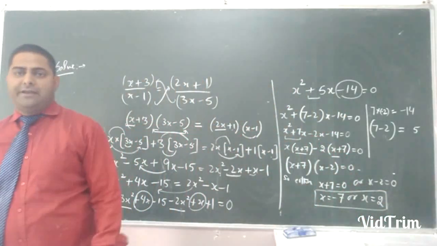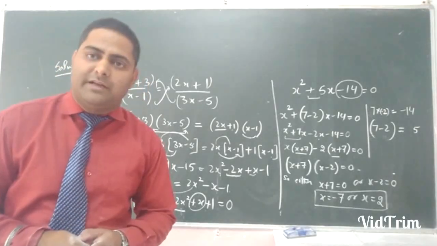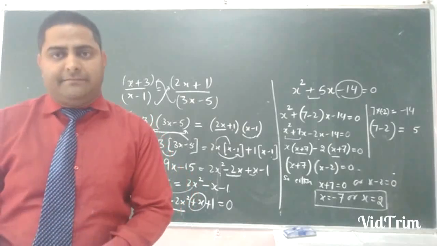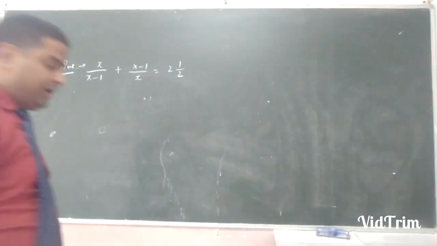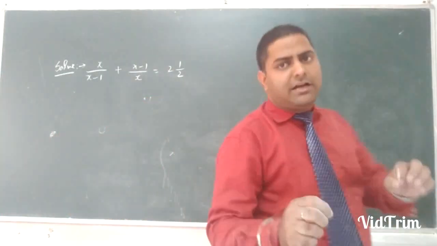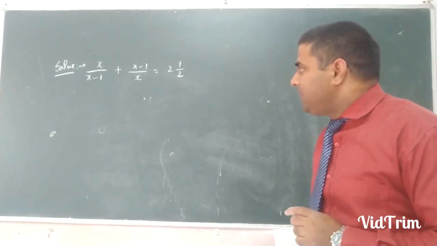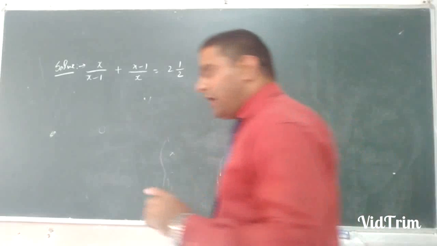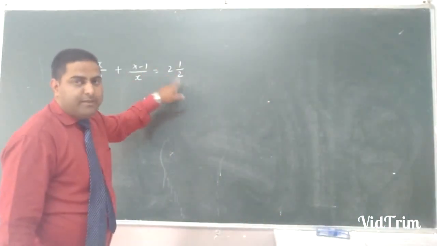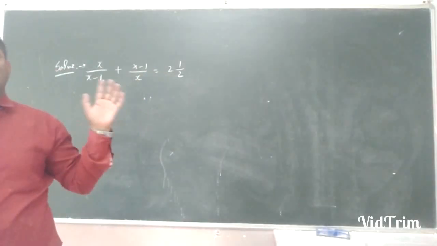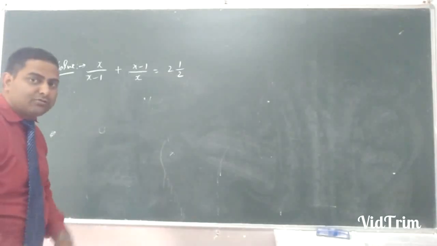So this is the way to solve those questions in which the quadratic equation is not given directly, it's given indirectly. Clear? Now we have another similar kind of question. The question is: solve x upon x minus 1 plus x minus 1 upon x equals 2 and 1 by 2. Now again, it's not given that it is a quadratic equation. The question is simple: solve. Now how will we solve this question?